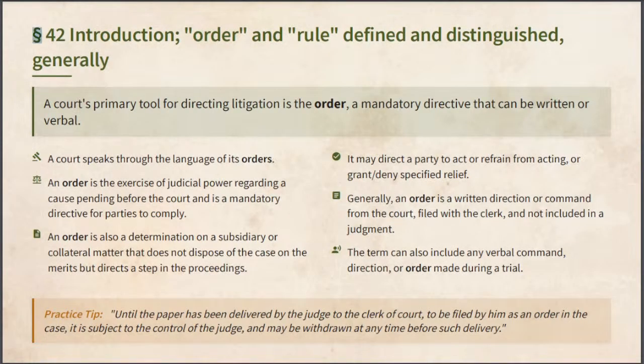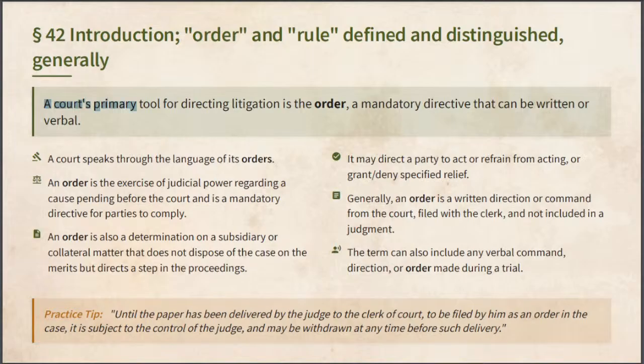Starting with where we left off last time for the motions, rules, and orders, we went over the aspects and disposition for motions. Now we're going to go over orders and rules, which are the end result of the judgments and the process as it works out. So that said, let's get with section 42, the introduction. Order and rule defined and distinguished generally.